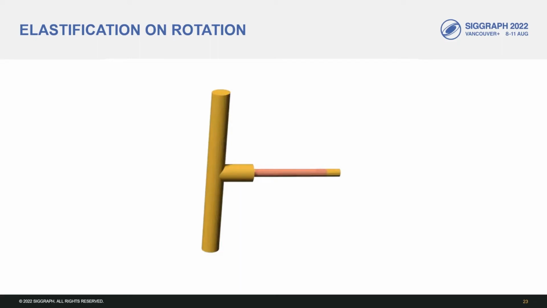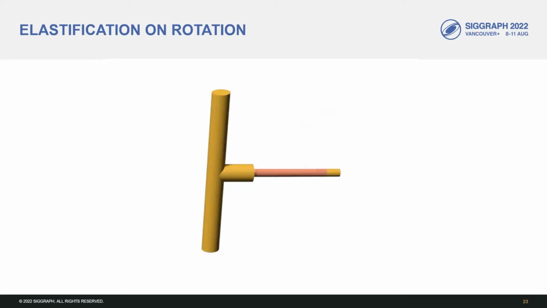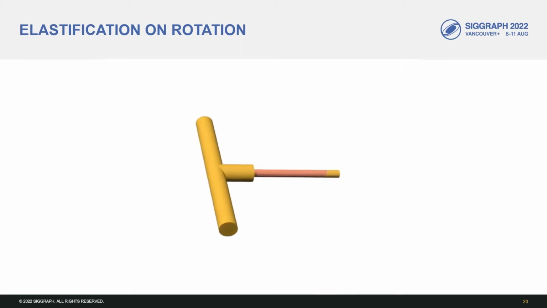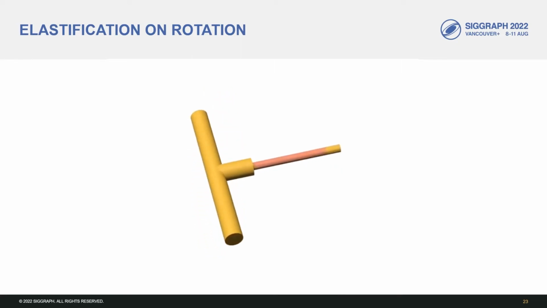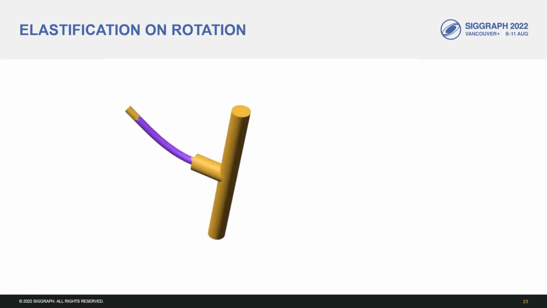Finally, here we see an interesting example of elastification due to a rotational motion known as the Zanibekov effect or the tennis racket effect. This model is composed of a soft and light region and two stiff and dense regions. At the start, the object is rotating as a rigid body about its unstable axis, but stresses build in the stem as it tumbles, leading to an elastification of the stem, which then proceeds to stretch and bend.